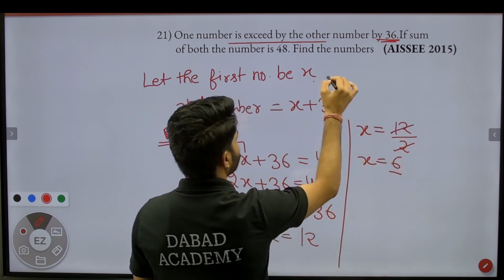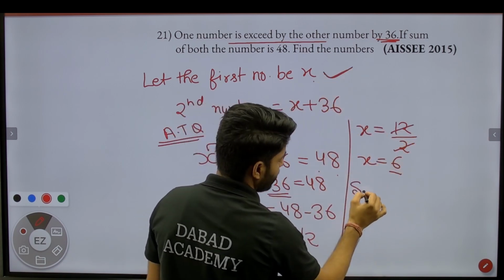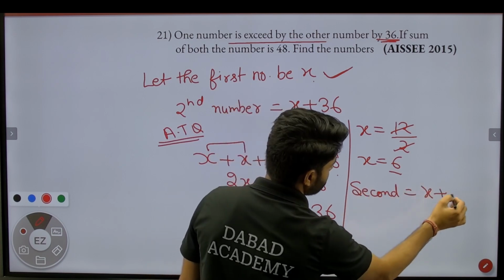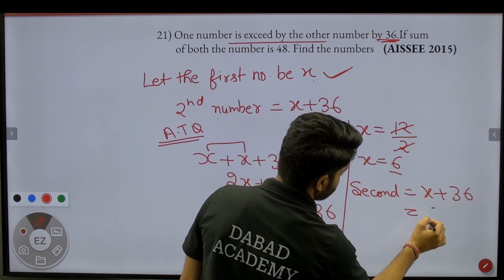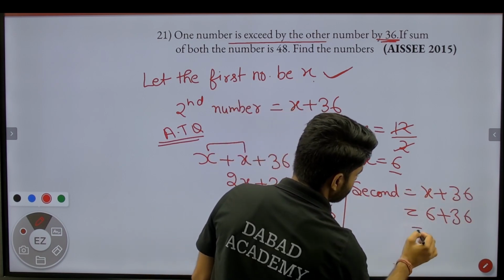It means the first number is x and the second number is x plus 36. So we have to put the value of x, that is 6 plus 36 equals 42.